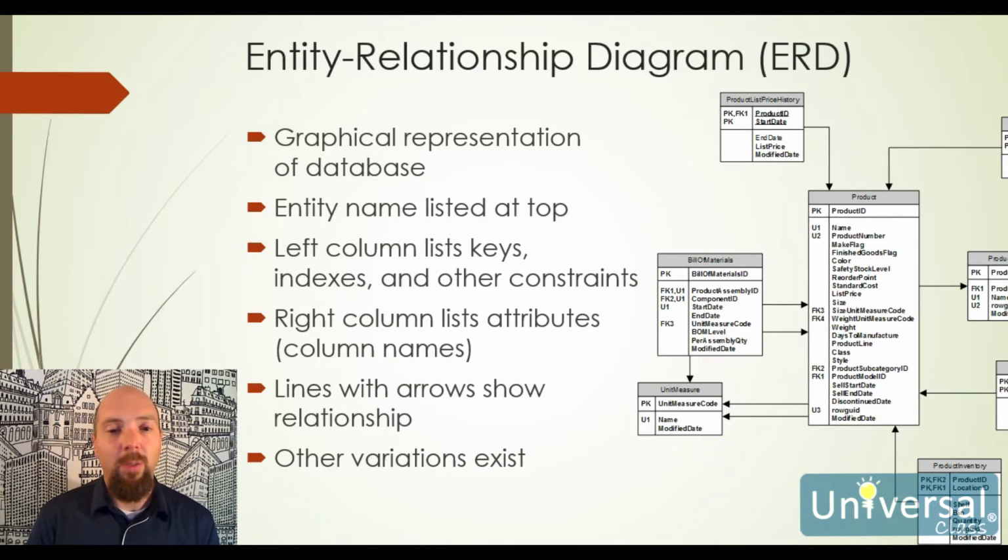So an ERD is just simply a graphical representation of a database. And in most of our versions, you will see that the entity name or the table name is listed at the top. The left column over here is used to list which of the columns have special characteristics, like are they a primary key, foreign key, are they an index. Those are listed on the left side, and then all of our attributes are listed on the right. Now in this particular version, the way that it works is our primary keys and foreign keys are listed in the top, and then all of the other attributes are listed in the bottom section. Like I said, there are other variations that exist. These lines with the arrows, they show relationships between the tables and which way a lookup would have to go.